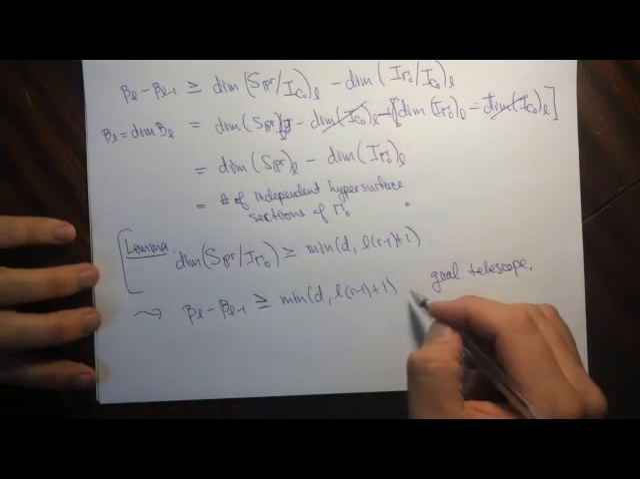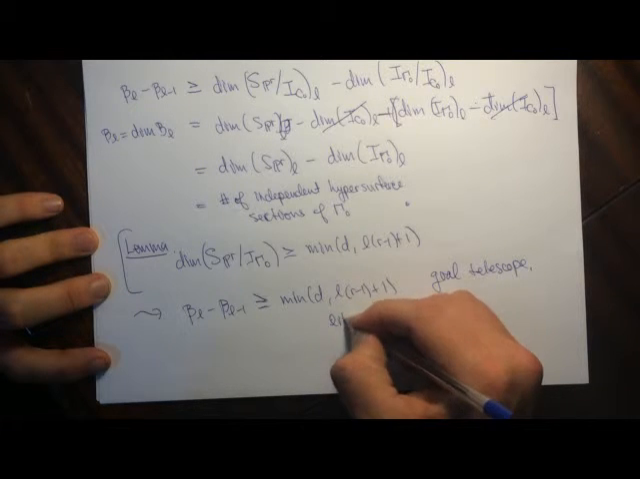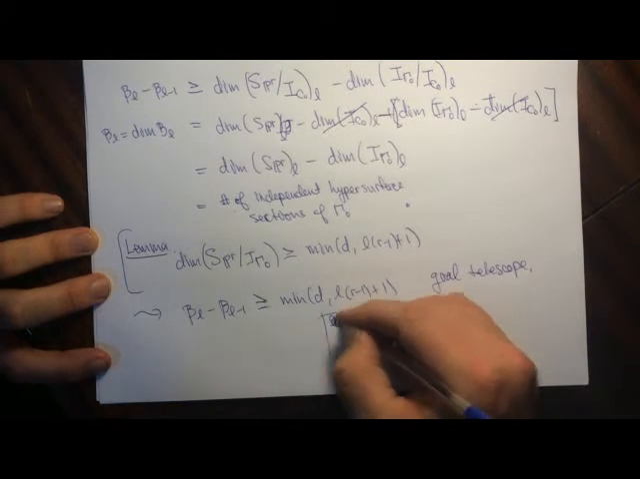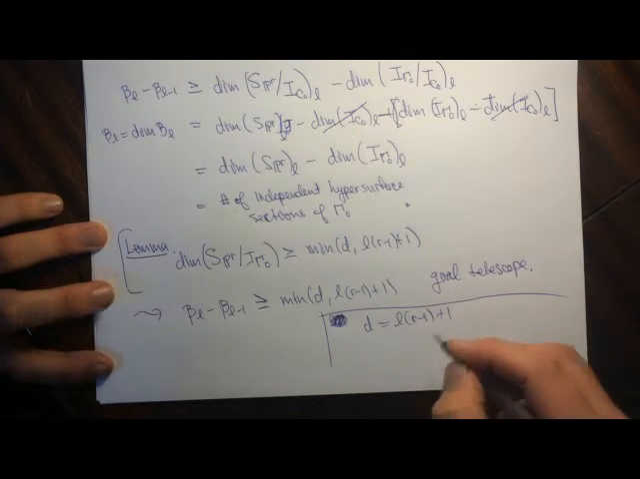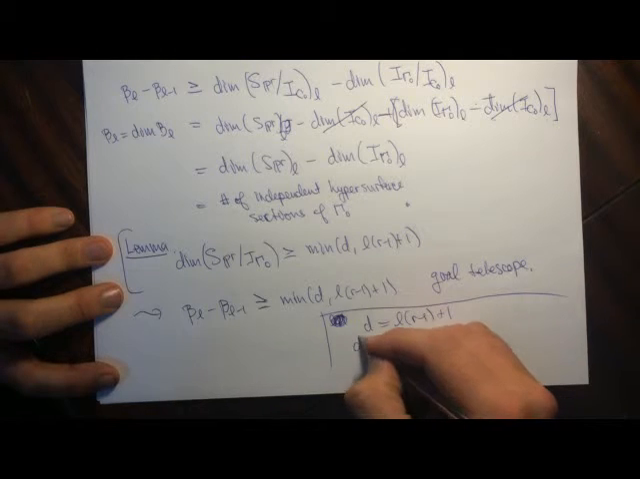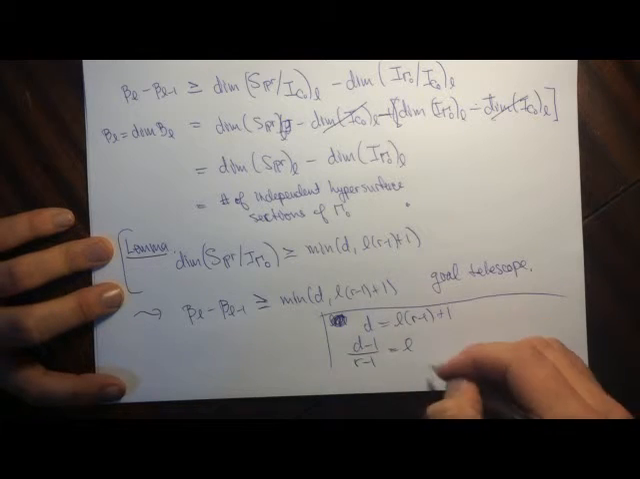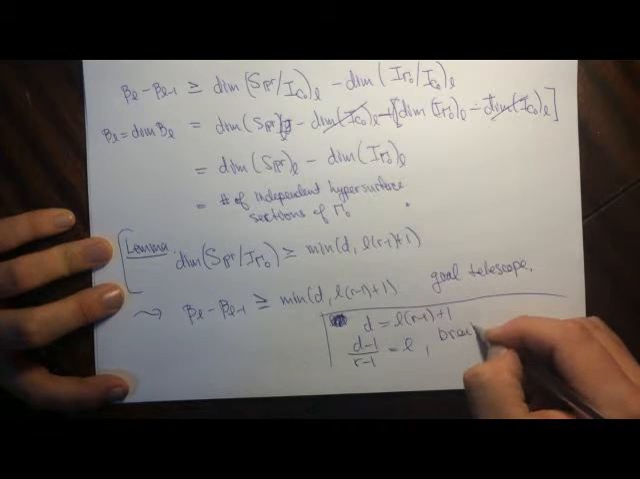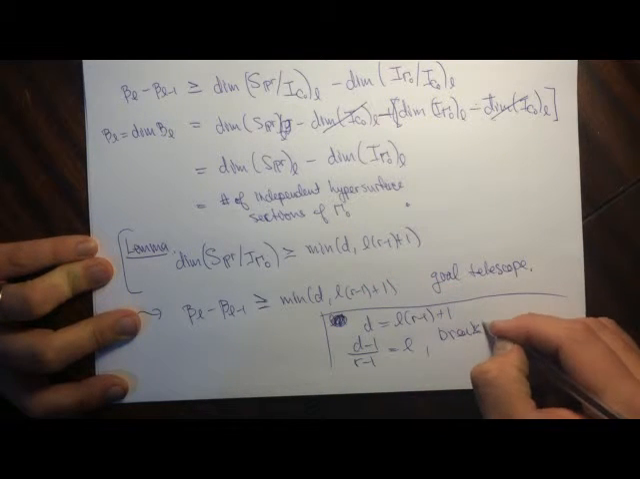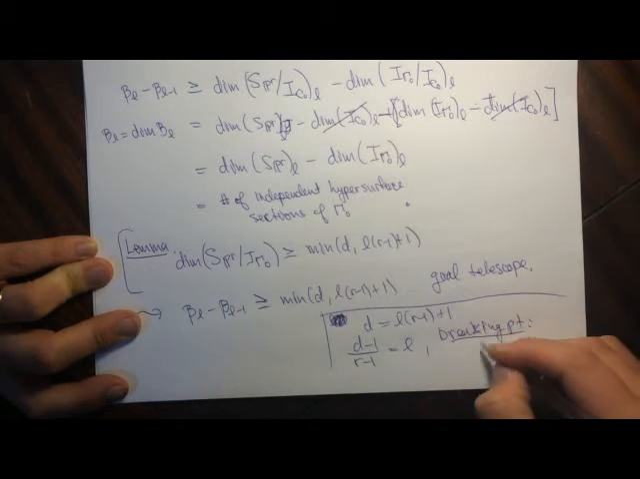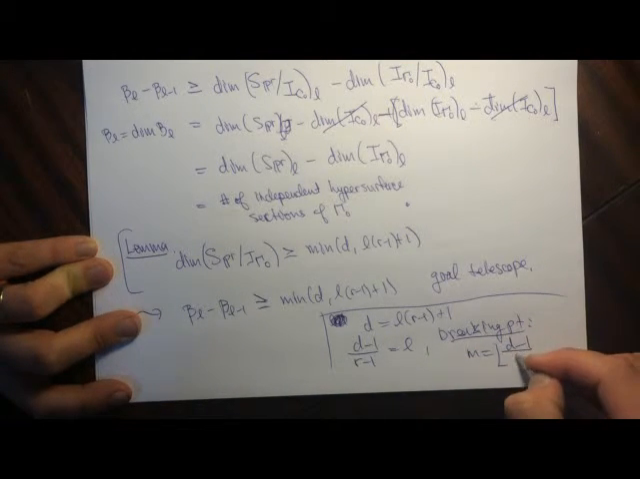First, I want to make an observation here. So, a little computation. Let's just do it over here. So when these two things are equal, we find that d minus 1 over r minus 1 is equal to L. So the breaking point, where d becomes bigger than this, is this magic number m, which is d minus 1 over r minus 1.